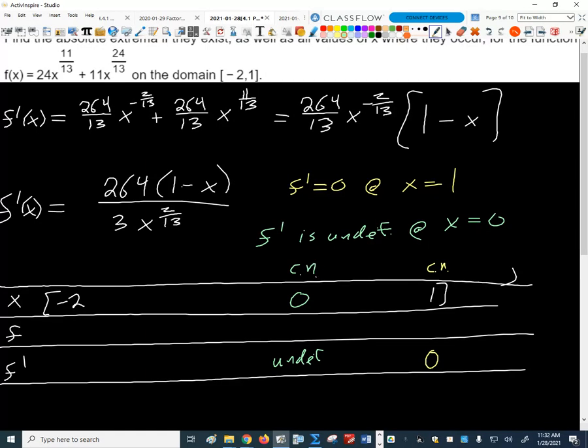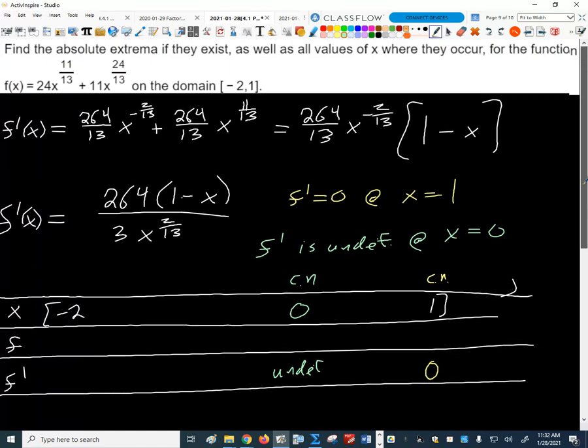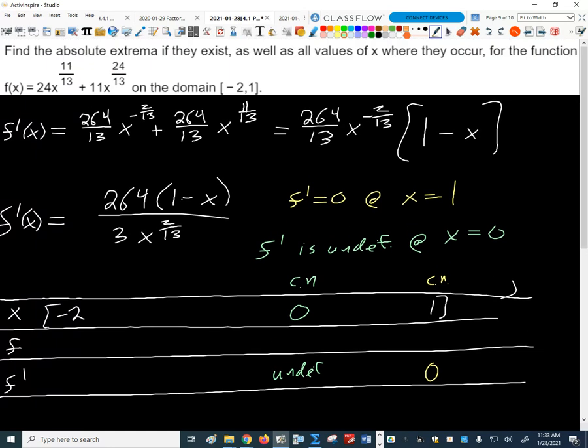Now all we have to do is evaluate the function at those 3 candidates and see who the winner is, who the winner for the absolute max and the absolute min are. If we plug, and I'm going to use Desmos on this, because I really don't want to think about all these bizarre fractional exponents.